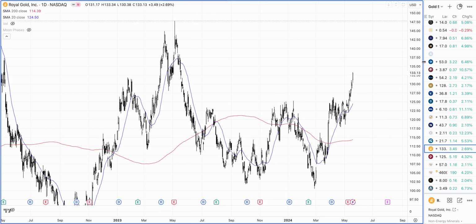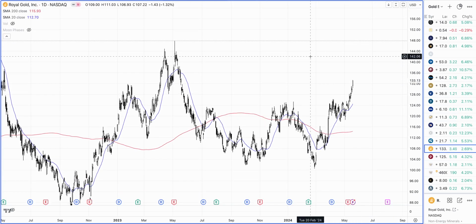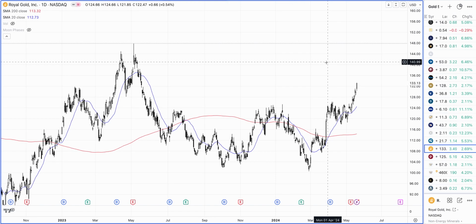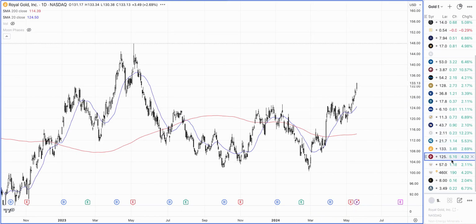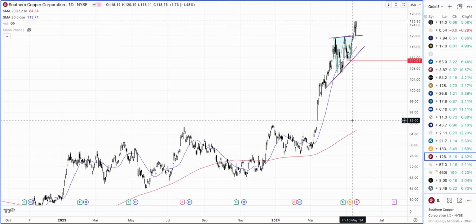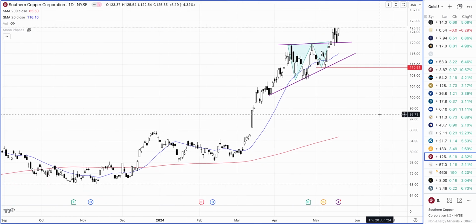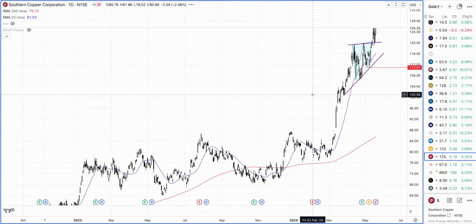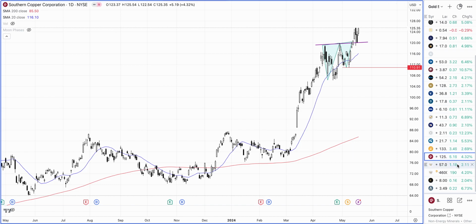This is Royal Gold, just like Franco Nevada, but this one is a little bit better. From a daily chart, it looks like it wants to go and target these highs around here and might be an ABCD formation higher. This one is Southern Copper. Yeah, so the copper is actually doing pretty well as well. So it looks like it wants to go higher as well.